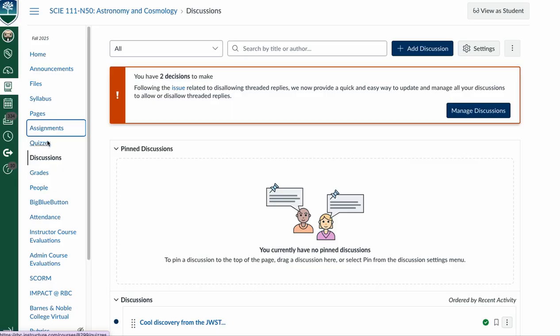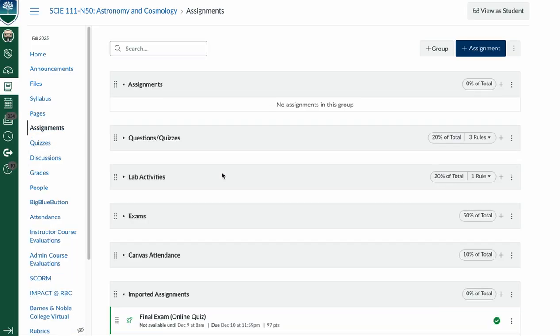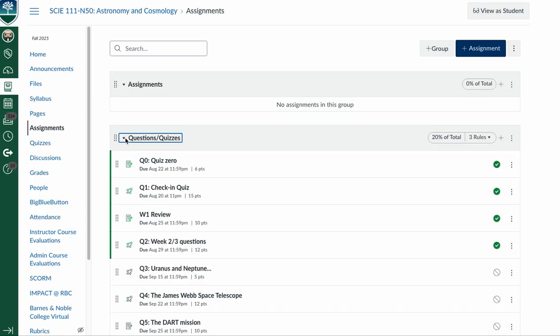The assignments live here, and these are the only things that you will be graded on. So if you go to questions and quizzes, you should see quiz 0, quiz 1, and the week 1 review are already posted, and you should work on those this first week of class.